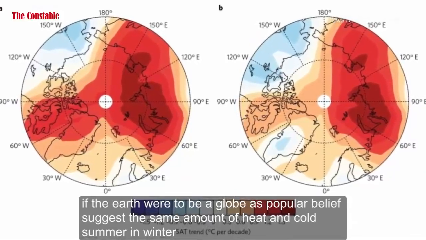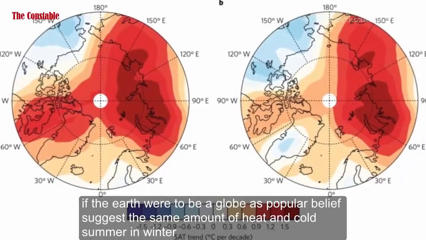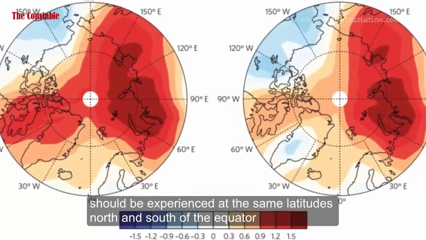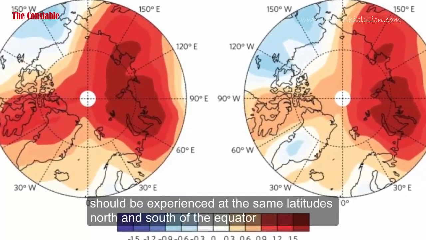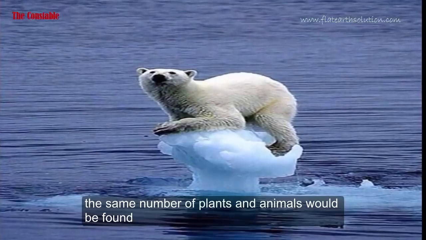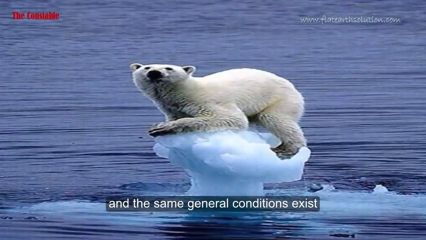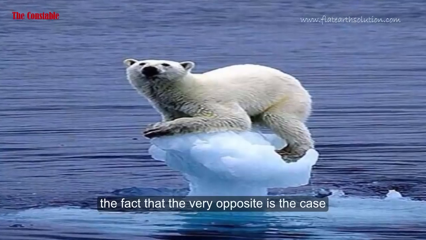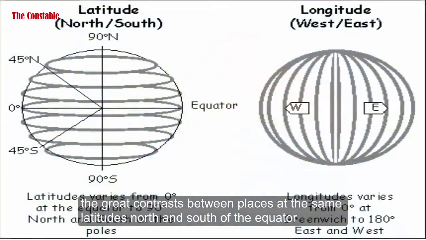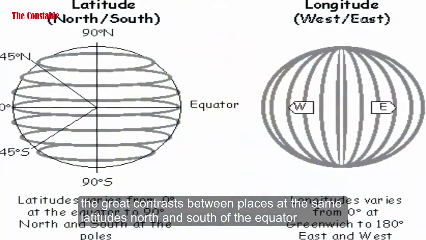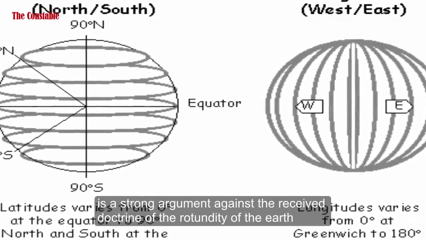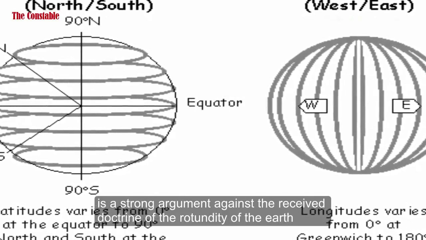If the Earth were to be a globe as popular beliefs suggest, the same amount of heat and cold, summer and winter, should be experienced at the same latitudes north and south of the equator. The same number of plants and animals would be found, and the same general conditions exist. The fact that the very opposite is the case, disproves the globular assumption. The great contrasts between places at the same latitudes north and south of the equator, is a strong argument against the received doctrine of the rotundity of the Earth.